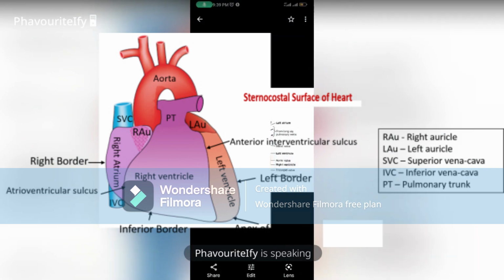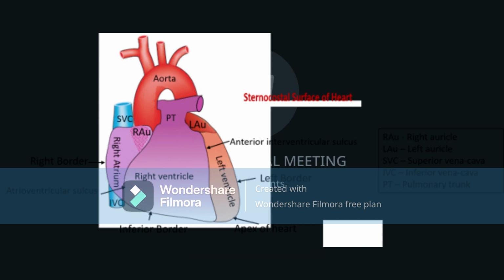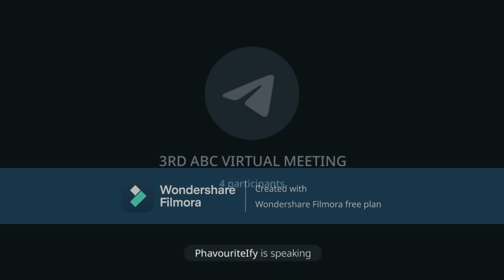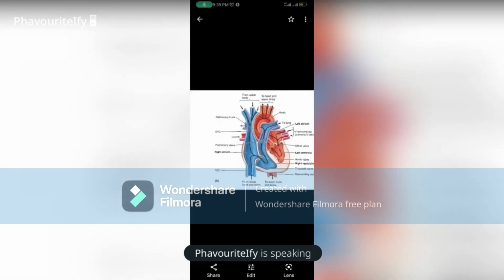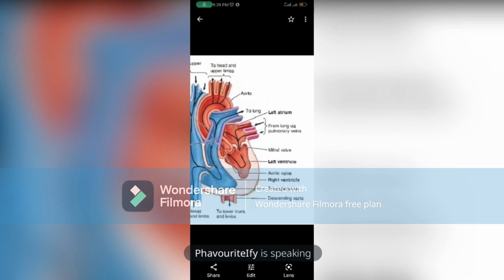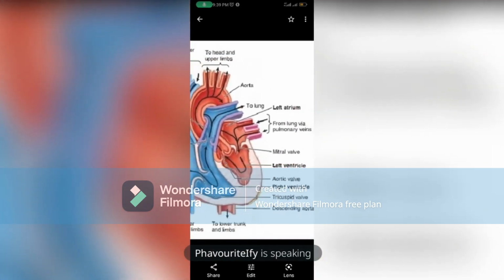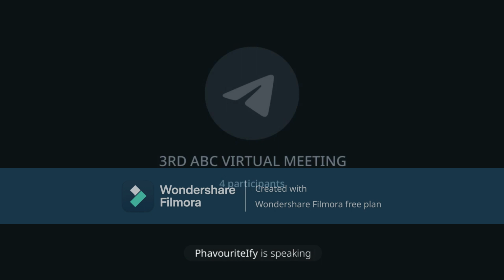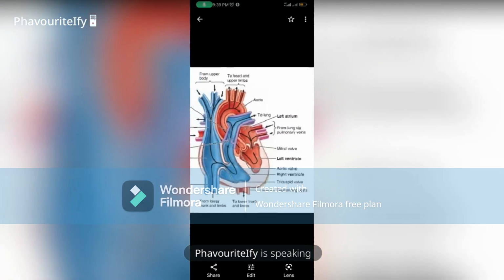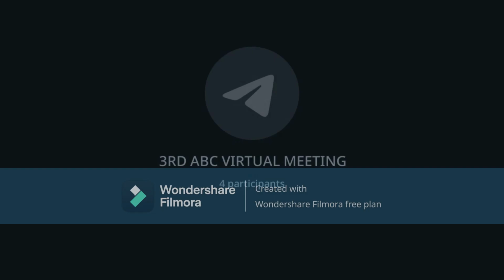So the next thing I will talk about is the base of the heart. This base of the heart is formed mainly by the left atrium. This is the left atrium at this upper part. So the base of the heart should be there, formed by the left atrium, with lesser contributions by the right atrium.